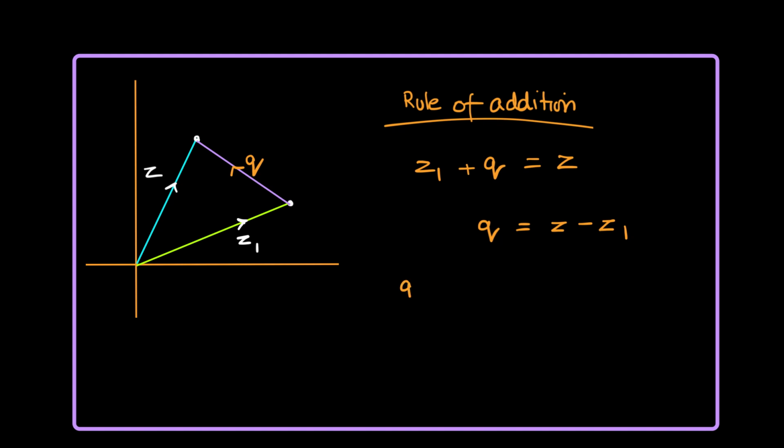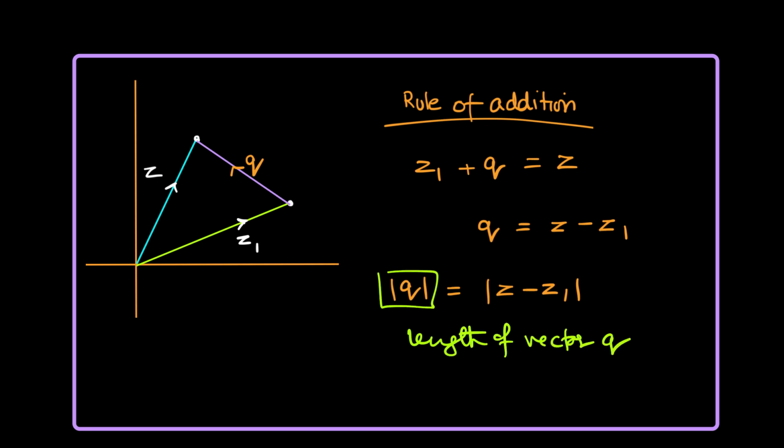If I take the magnitude of q, that is the magnitude of z minus z1, which is the length of vector q. Now, let us denote z as a variable complex number.